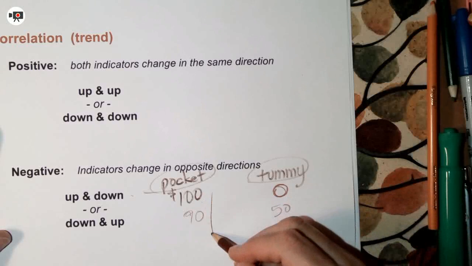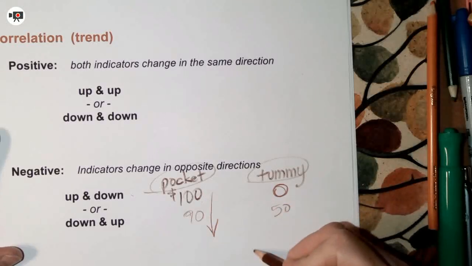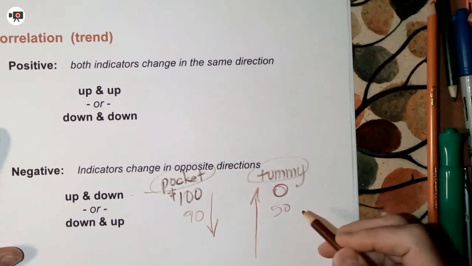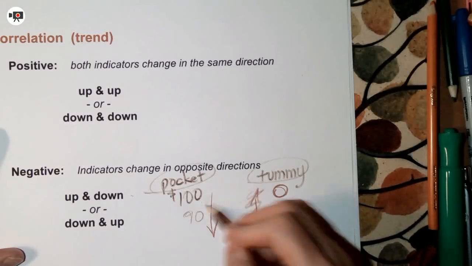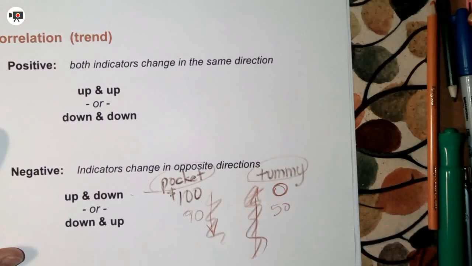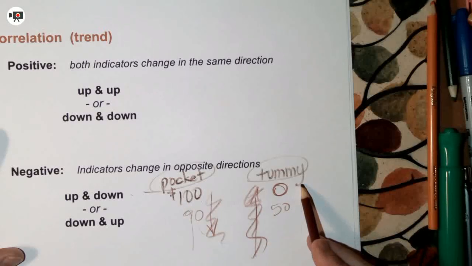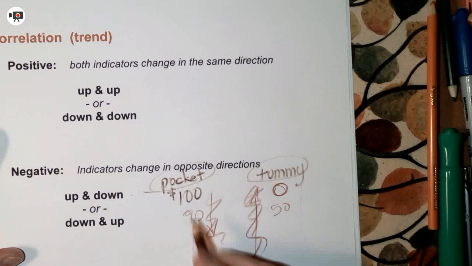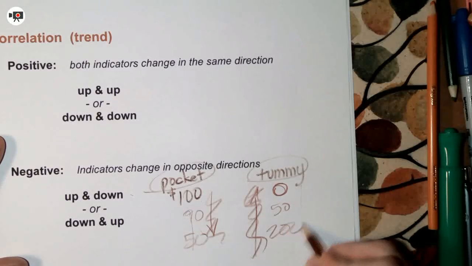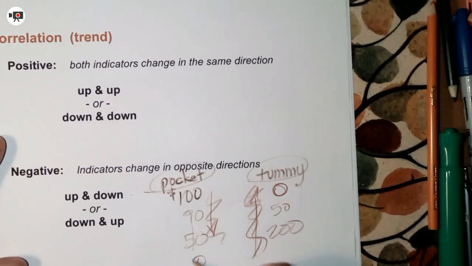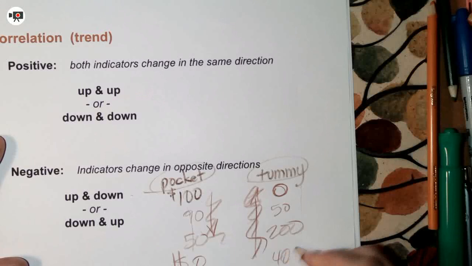This one's going down, your money, and your tummy is getting bigger as you do the same thing. I drew those wrong, sorry. When this goes down, this one's going to come up. I drew the arrow the wrong way. So here, down to 50, and maybe you've got 200 different pieces of candy, down to nothing. Now you've got no money and you've got lots of candy.